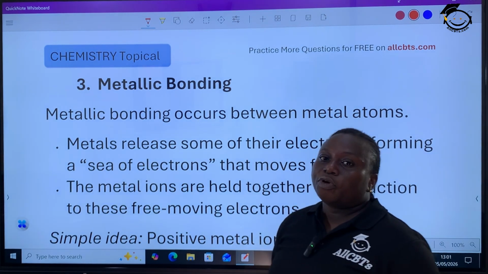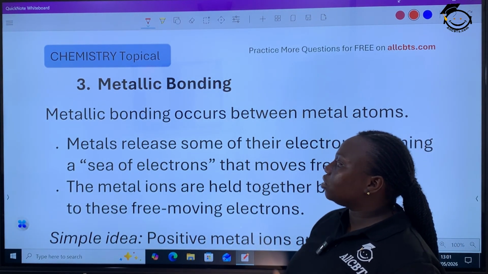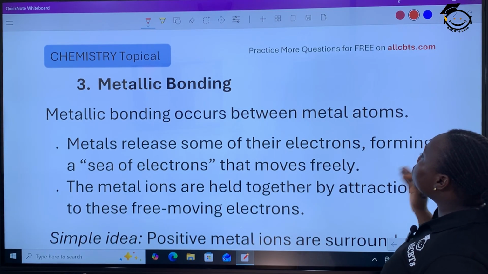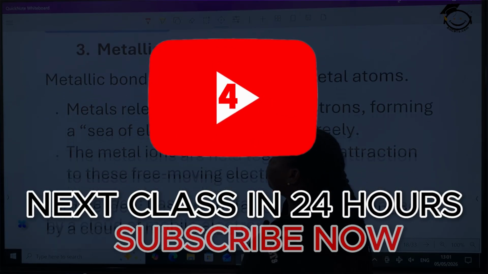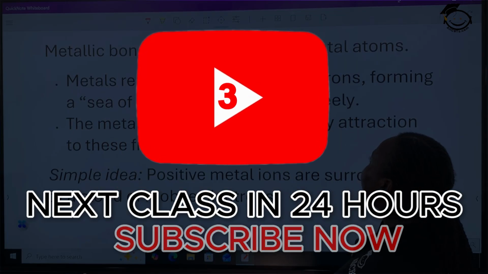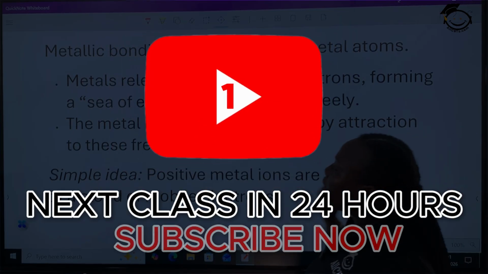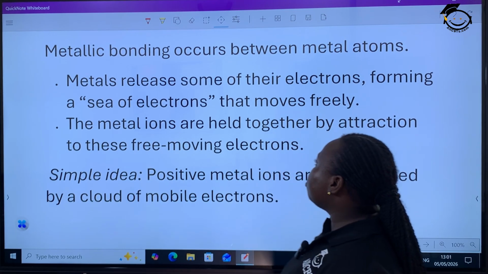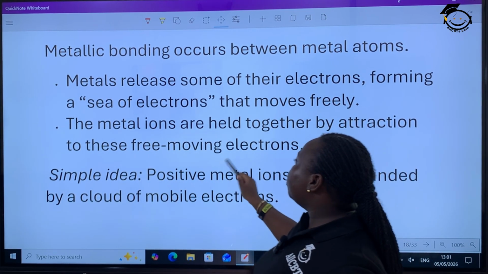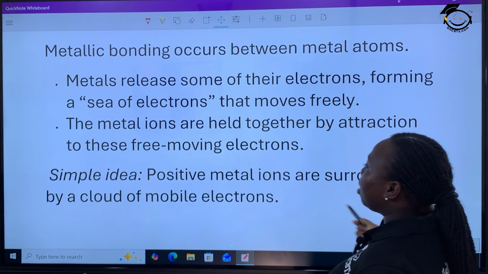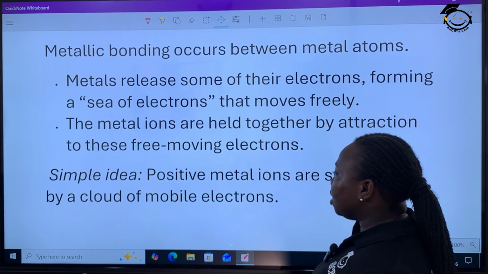Let's go to the third bonding, that is metallic bonding. Metallic bonding occurs between metal atoms. Metals release some of their electrons, forming a sea of electrons that moves freely. The metal ions are held together by attraction of these free moving electrons.